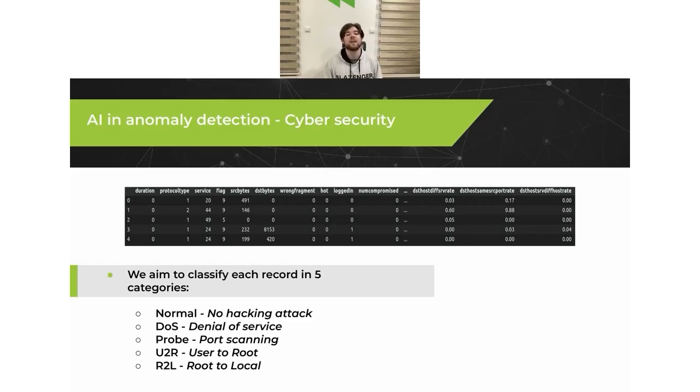And then there's user to root and root to local, which are pretty similar, but they're using different techniques to actually gain root privileges or admin privileges for non-privileged users. And okay, so now that we understand the data, let's move on and see what kind of AI is appropriate on top of this and what kind of system can learn from this data.